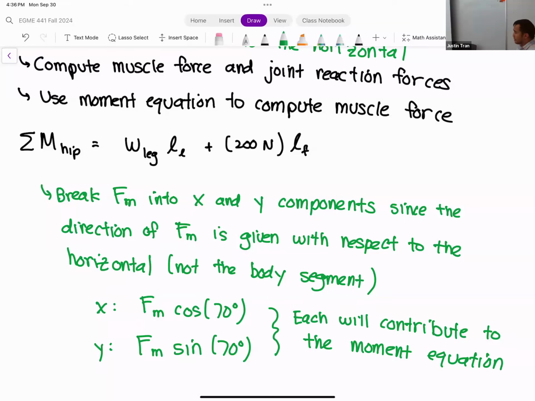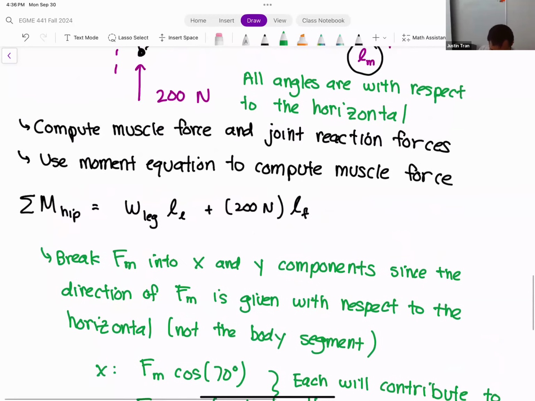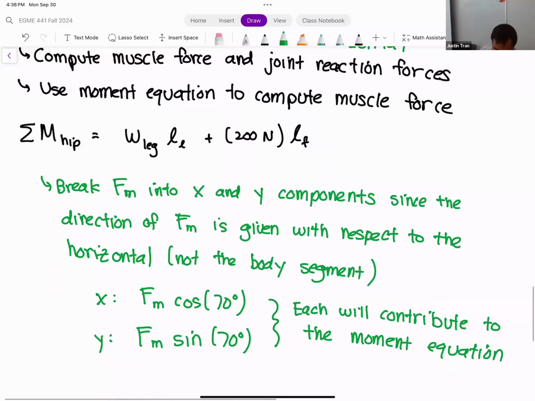But this actually makes things a bit easy because to compute the moment arm, you have to multiply by a perpendicular distance, right? And so for FM cosine 70 degrees, we're going to multiply by a horizontal distance. Okay. And so coming back up to the moment equation up here, we're going to have FM cosine of 70 degrees. The vertical distance between the joint and this FM cosine 70 degrees is HM. So we have FM cosine 70 degrees times HM.